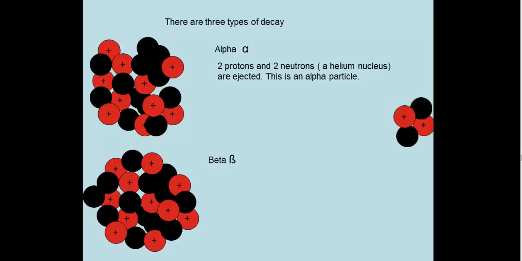Next we'll look at beta decay. In beta decay, a neutron, this neutron in this case, becomes a proton and ejects an electron. Let's just look at that again. The neutron is neutral. When it becomes a proton, we've gained a positive charge, but we've also produced the electron, which is a negative charge. So overall, we still have 0 charge. So a neutron becomes a proton, ejecting a beta particle, which is an electron. This comes out at about 90% the speed of light.